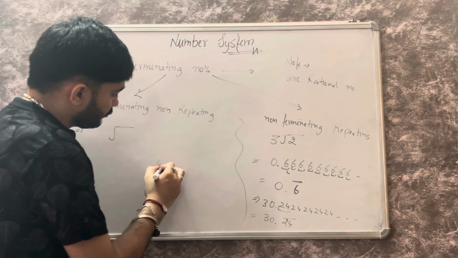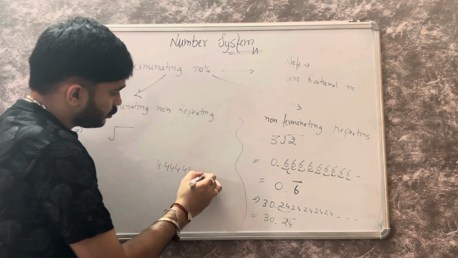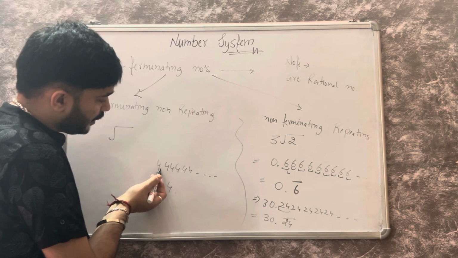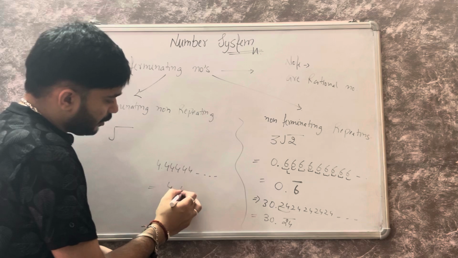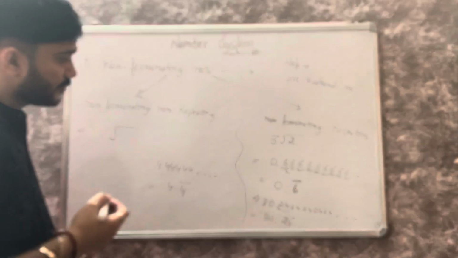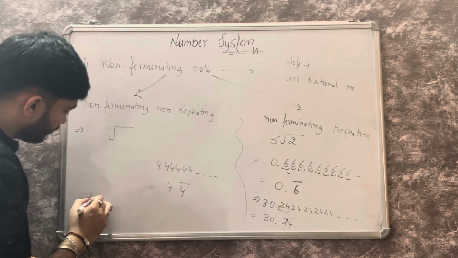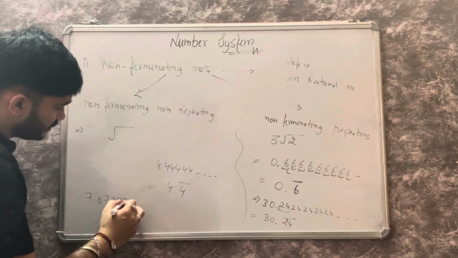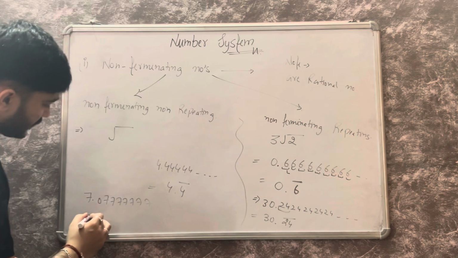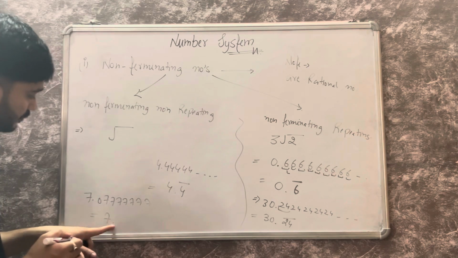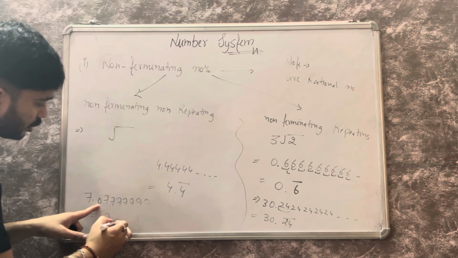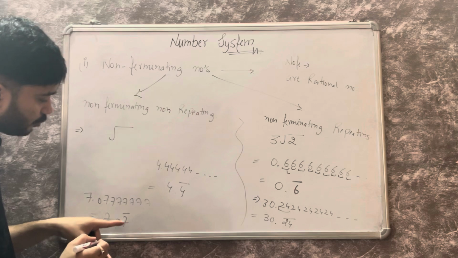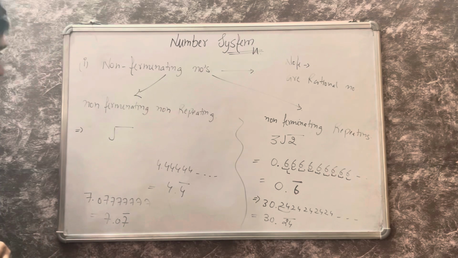What if our number is 4.44444 and so on? How are we going to write this? 4 point, write the number in front of the point as it is, and what number is repeating? 4. Add the bar on the 4. What if we have the number 7.07777777? Here write the number in front of the decimal as it is. 0 is not repeating, so write 0 as it is. 7 is repeating, so the bar is only going to be on 7. Any doubt? Take the screenshot of this.